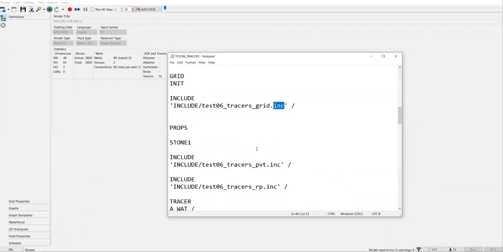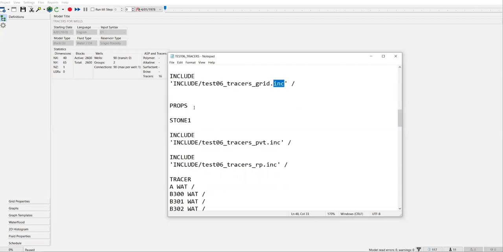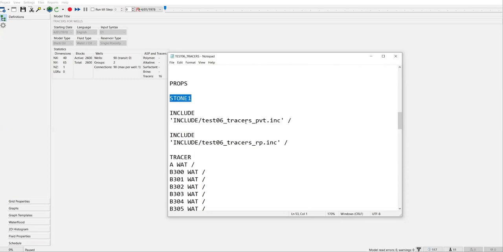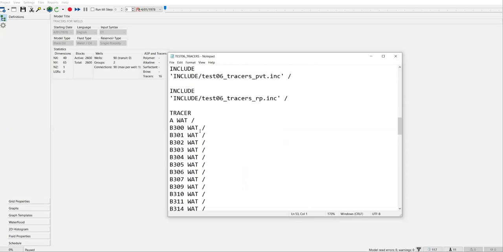So the second keyword that's relevant for this streamline calculation, you put that keyword under the props, right? So here under the props, we have stone one, okay? And then include the PVT, include the relative permeability. And this is the second keyword, tracer, which means that you will describe the tracers that you will use.